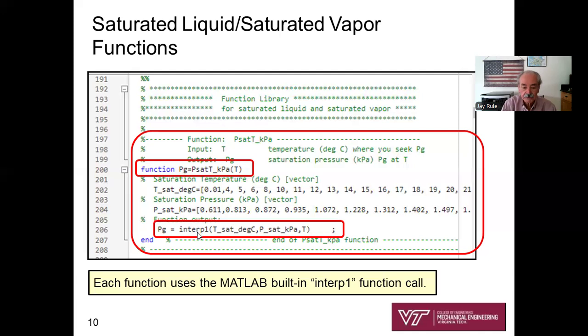interp1 is the built-in function we're using. So we have to know, well, what kind of inputs do I need? Here's my X vector, T saturation, Y vector, P saturation, and an input number that's associated with the X vector of T. That's coming in from the program. I hope that helps you understand what's behind the tool.